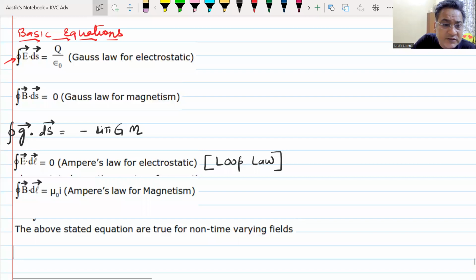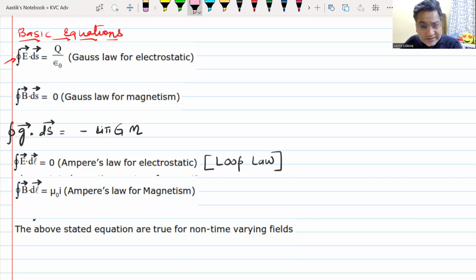Now these four laws that we studied were only valid when we had constant electric or magnetic fields. When I say constant, that means they were not time varying magnetic fields or time varying electric fields. The fifth one is just the gravitation law, which we are not including here. These four laws are valid when the electric field or the magnetic field are not time varying. We have already studied that. I'll give you a minute to note this down.